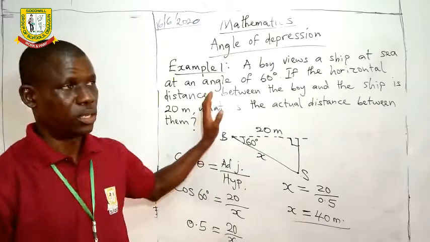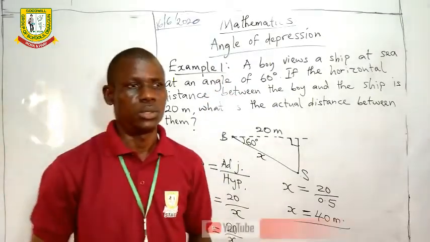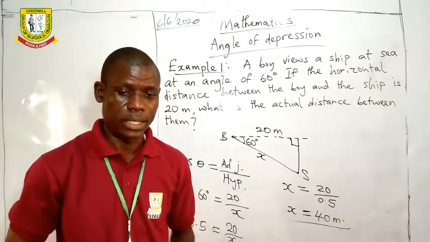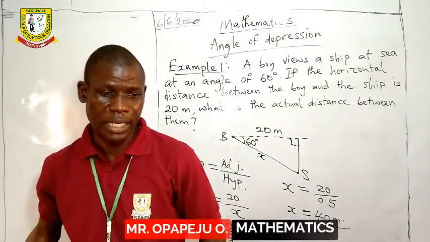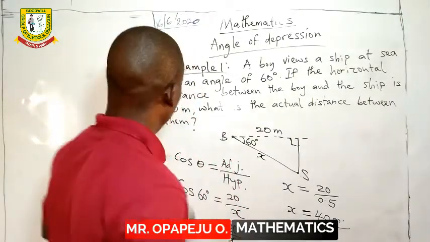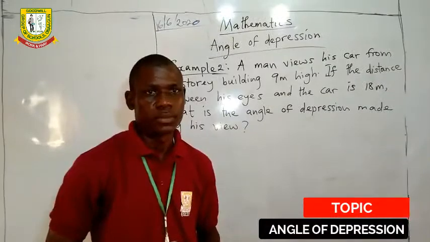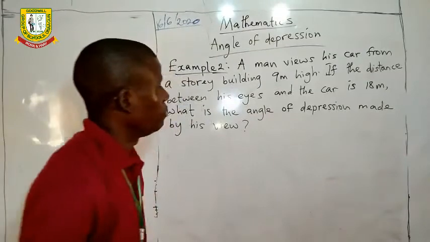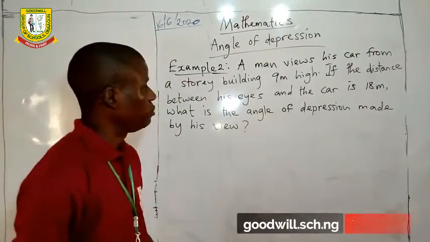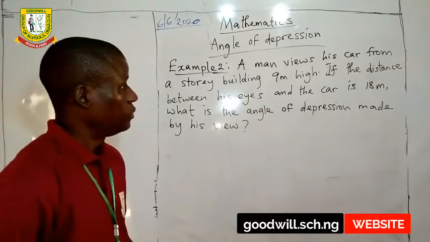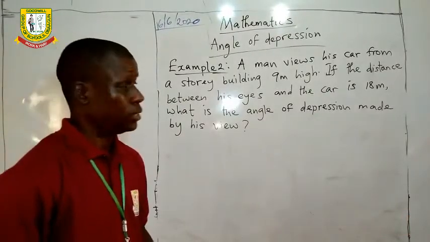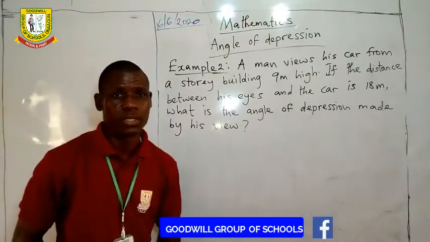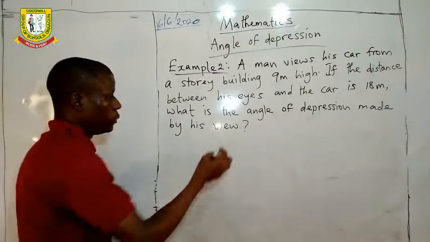I should believe that this is clear to you. You can go over this as much as possible to gain the proper understanding of it. We are going to take a second example to explain further. Alright, so this is another question for us to look at. A man views his car from a story building 9 meters high. If the distance between his eyes and the car is 18 meters, what is the angle of depression made by his view?